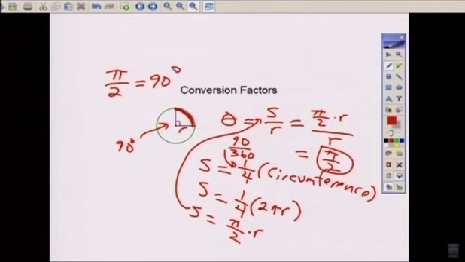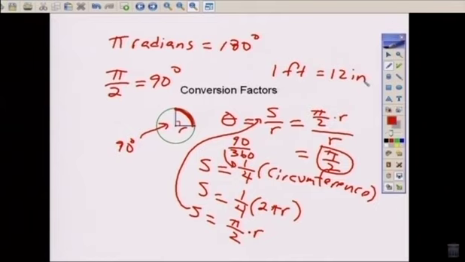So from this, we can develop the common conversion factor for radians to degrees, and that's to say that pi radians is equivalent to 180 degrees. So when we talk about conversion factors, let's remind you of some from your previous math lives. You know that 1 foot, for instance, is the same as 12 inches. So much in the same way that we would convert between feet and inches, we're going to do similar conversions between radians and degrees.